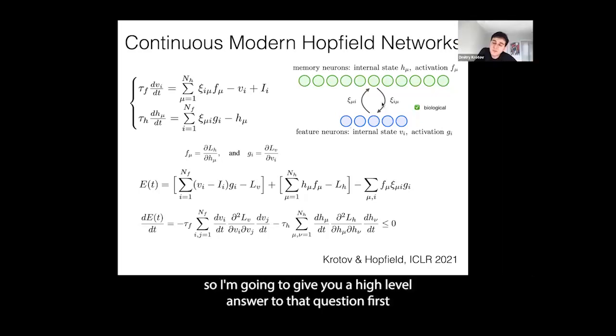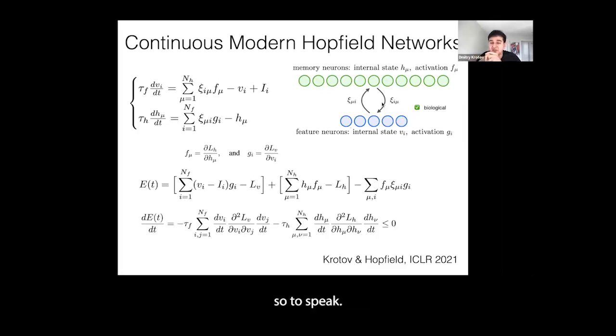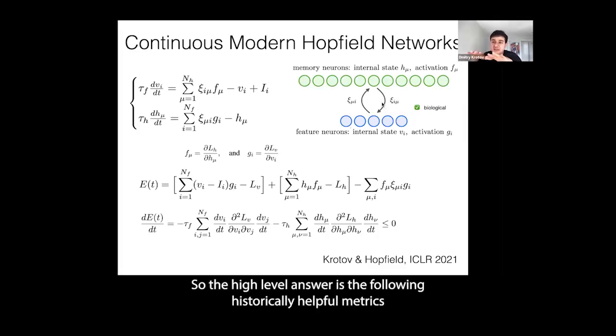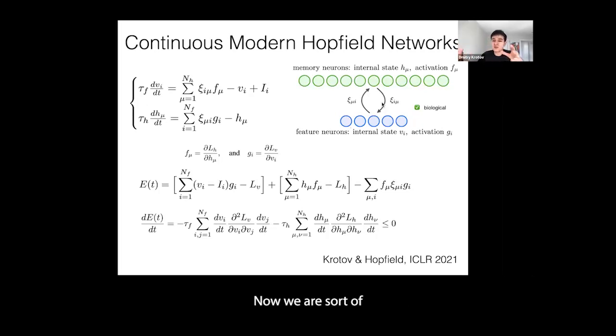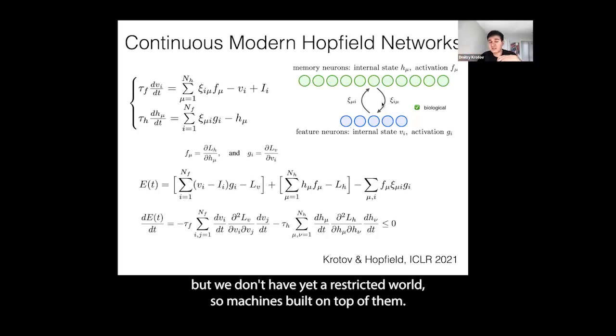Yeah. So I'm going to give you a high-level answer to that question first, and then I'm going to go deeper into more granularity. So the high-level answer is the following. Historically, Hopfield networks were first. Restricted Boltzmann machines came out after Hopfield networks. Now we have another iteration, right? We have new Hopfield networks. They have slightly better properties, but we don't yet have restricted Boltzmann machines built on top of them.